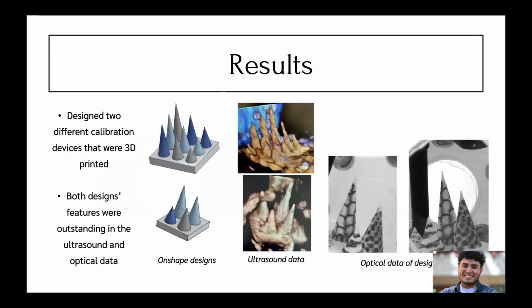So in the end, I was able to produce two different calibration devices. One featured 3x3 cones on top of a flat surface, and the other a 2x2, and both of their features were able to be differentiated in the ultrasound and in the optical data.